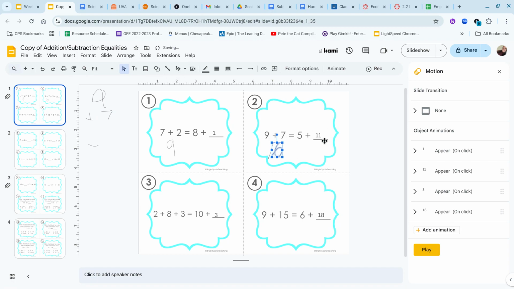But I still have to figure out this answer because this won't be here while you're doing it. So I have to figure out what 9 plus 7 equals 5 plus what. In order to do that, I have to subtract 16 minus 5. So 16 minus 5 equals 11. That is how I got that answer.